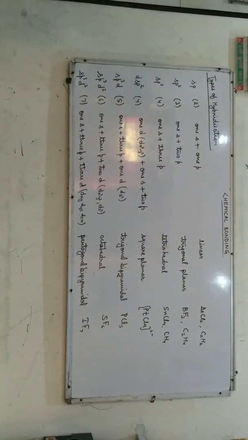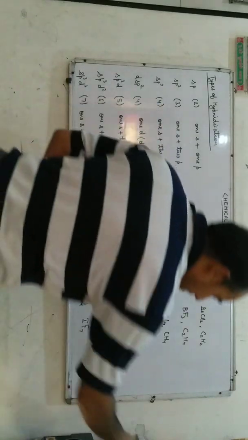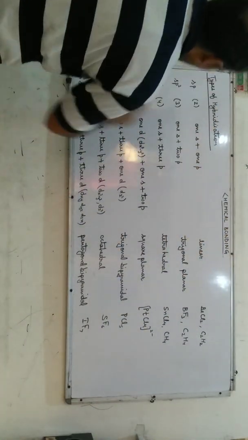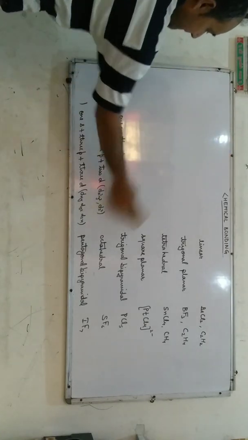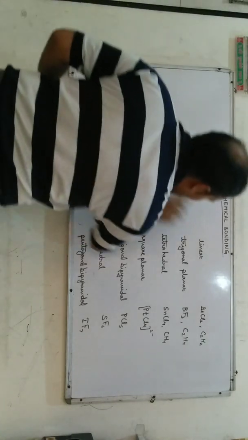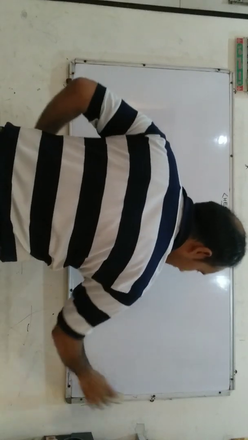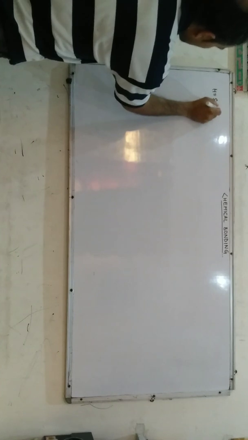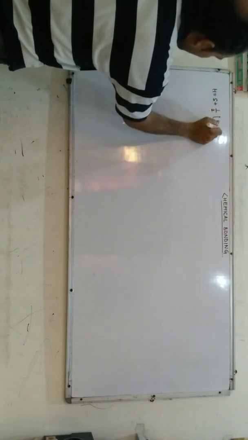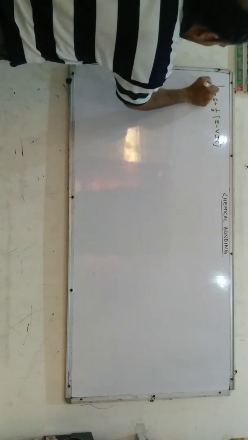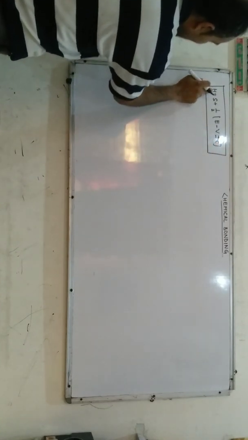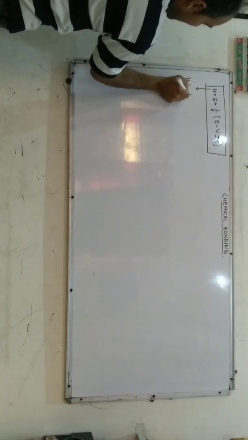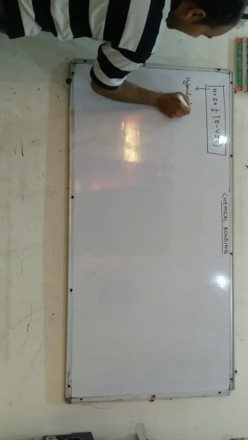Now students, there is a formula for calculating hybridization. According to this formula, H is equal to S plus 1 by 2 (E minus V plus or minus C). According to this formula, H indicates hybridization.